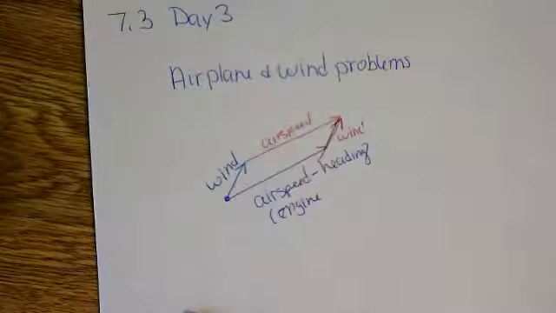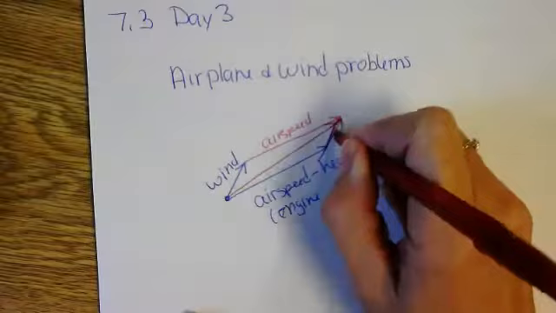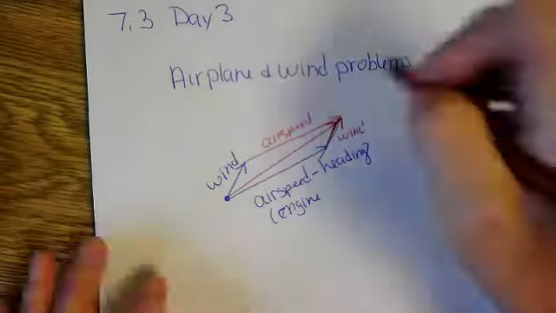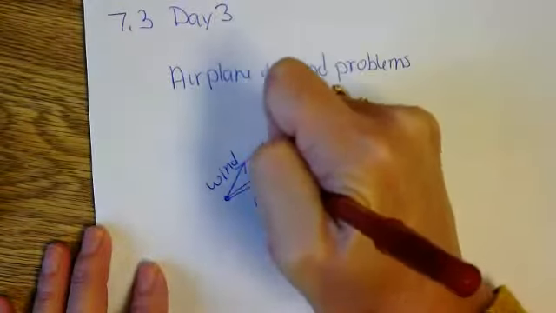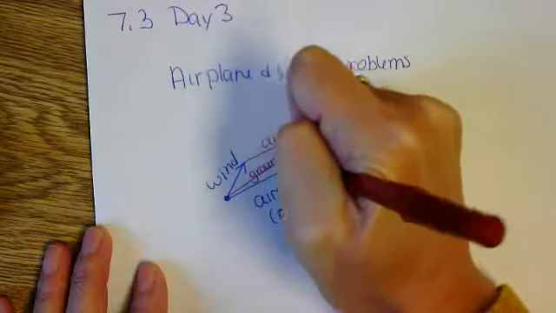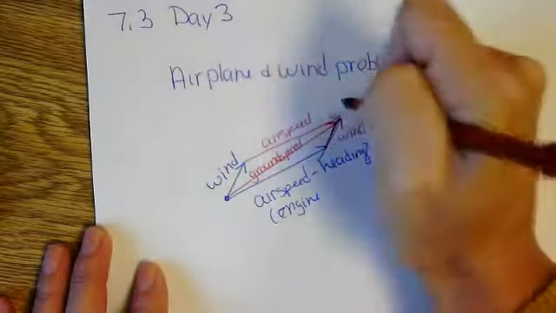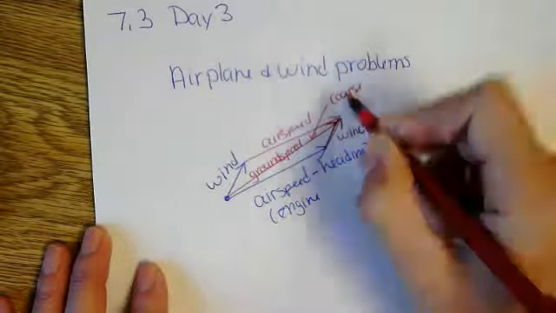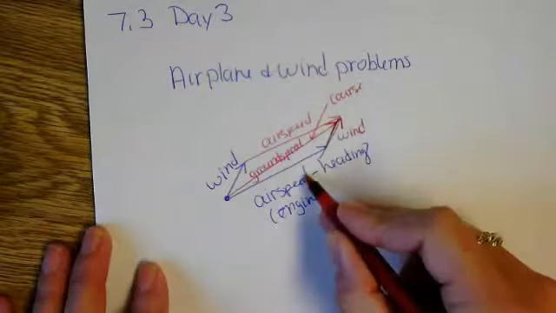But the resultant, being this diagonal here, is called the ground speed. It's what the plane looks like from the person standing on the ground with the wind pushing with it or against it. That's called the ground speed. And its direction is called the course. Kind of ran out of room here. So if you see course, that goes with the ground speed vector. If you see heading, that goes with the airspeed vector.